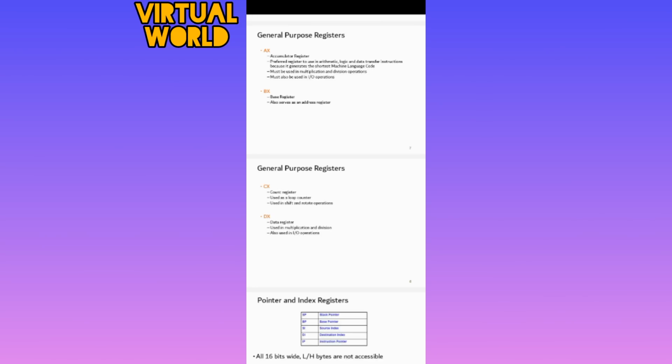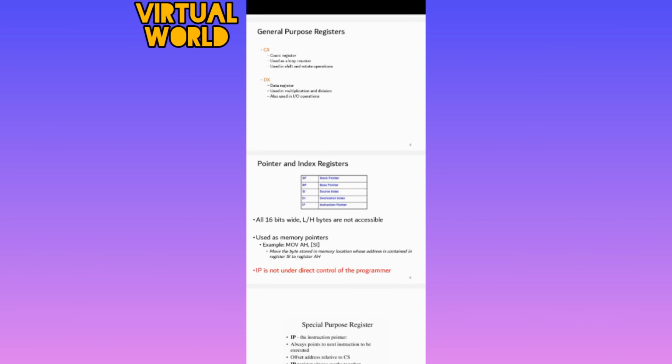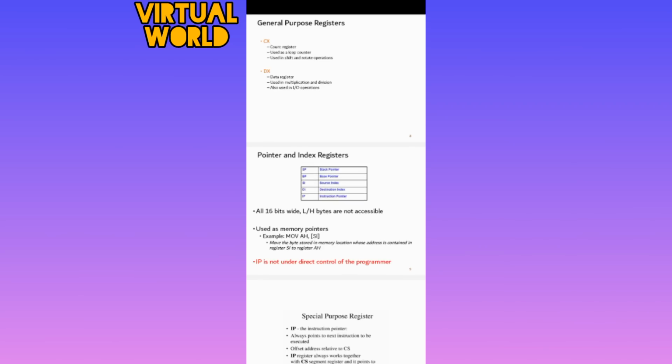The general purpose registers used in the 8086 processor are AX, which is the accumulator register. It is the preferred register used in arithmetic, logic and data transfer instructions because it generates the shortest machine language code. BX is the base register, and it is an address register. Next we have the count register, which is used for count loops and in shift and rotate operations. The data register is used in multiplication and division operations, and it is also used in input-output operations.